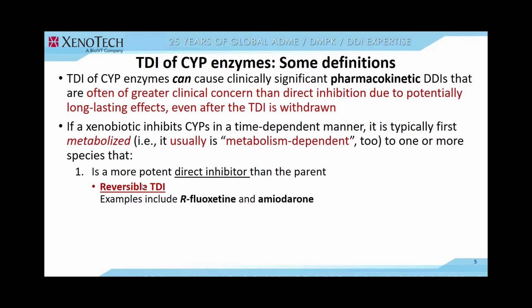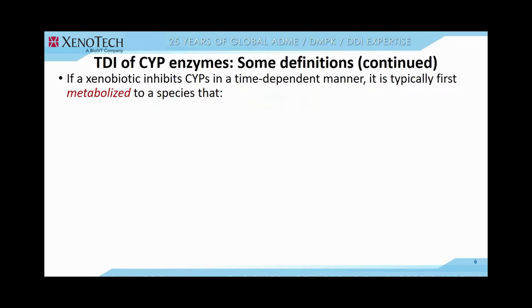So different species can form. If it's a more potent direct inhibitor than the parent, you have what we term a reversible time-dependent inhibitor. So many examples of this, I highlighted are fluoxetine, mainly because S-fluoxetine is a different case, as you'll see in a minute. Amiodarone has a number of metabolites, and it can get quite complex with that. We won't go into that today either.